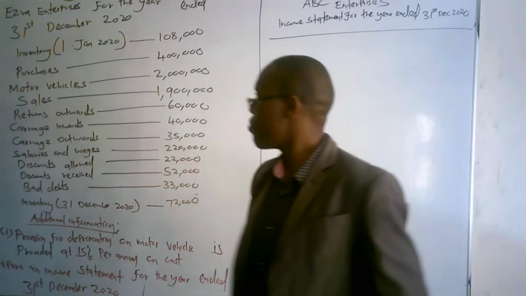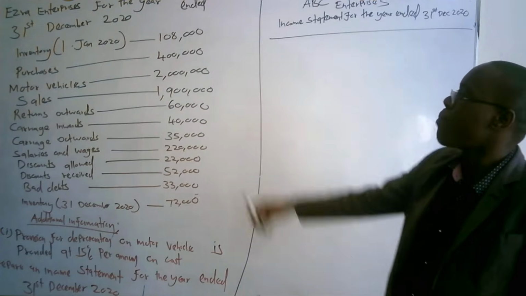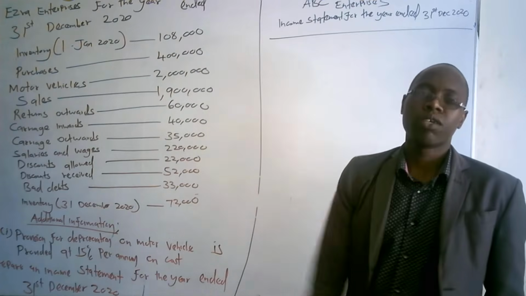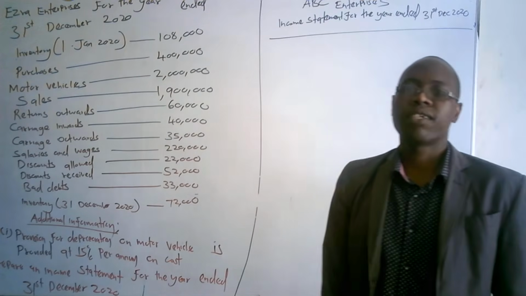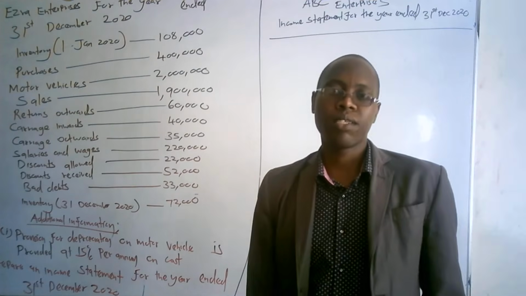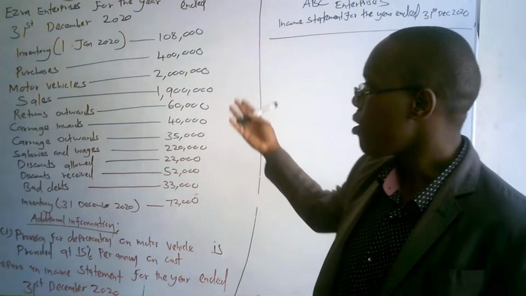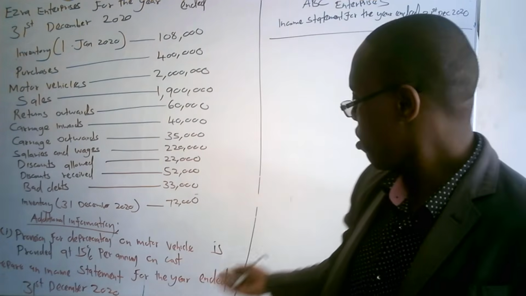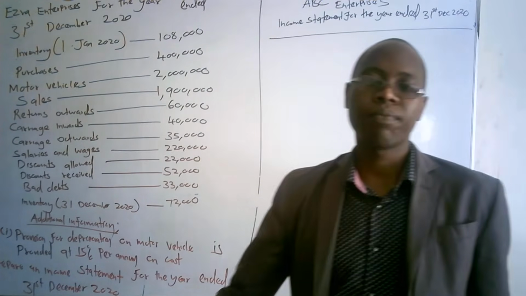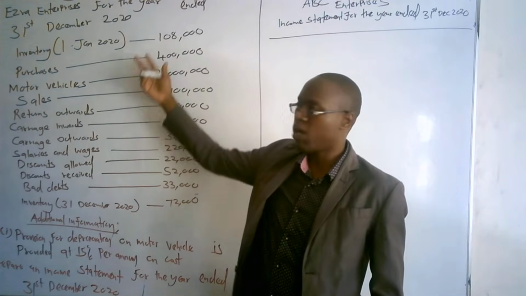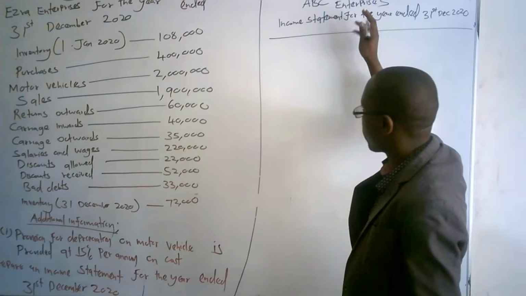For example, in the question that I'm having, all it talks about is the enterprises. So meaning that our title, when we are going to do this question, is going to be Ezra Enterprises Income Statement for the year ended, maybe 31st December 2020. So that's what we are required to do. Under the title, we must have that particular title.